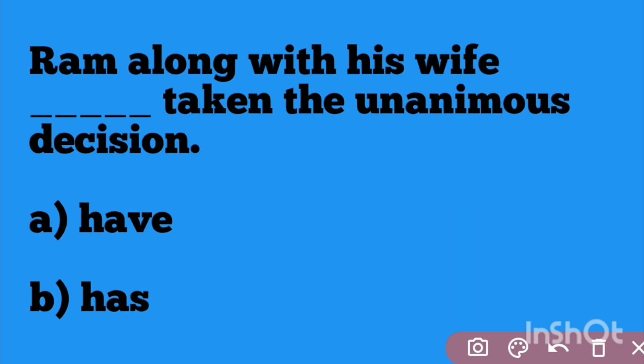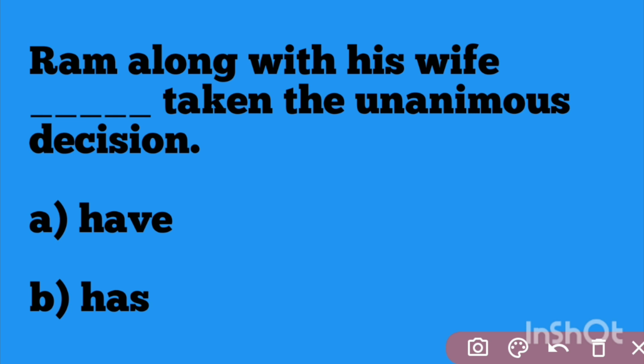Ram, along with his wife, blank space, taken the unanimous decision. Friends, you can see taken is the verb, third form of the verb. So whatever we have to use, have or has, that will be the auxiliary verb. It's clear from the structure. Now we have to choose. Friends, it is a part of subject verb agreement. And in subject verb agreement, if the subject is singular, the verb will be singular. If the subject is plural, then the verb will be plural.